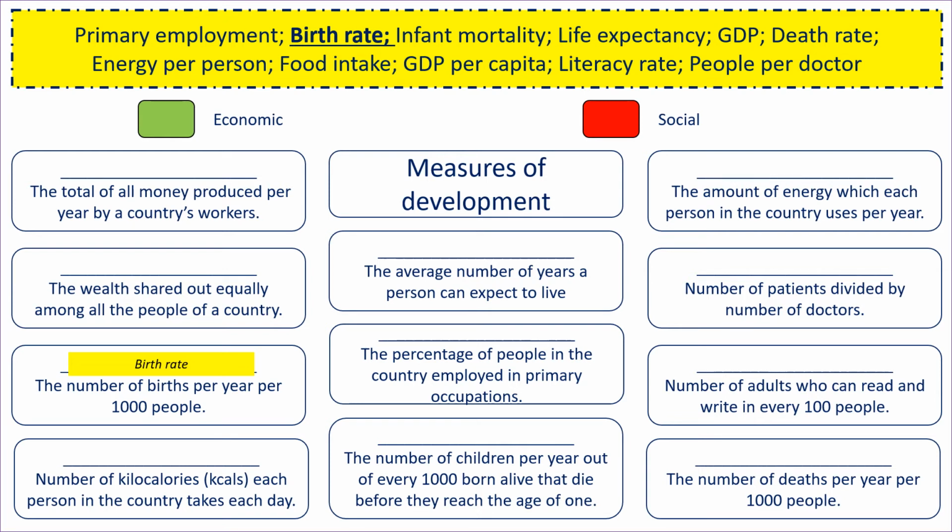When we're thinking about whether these are social or economic, birth rates is referring to people and the way that people live their lives. So it would be a social factor that you could colour code red. And the previous slide showed primary employment, which is about jobs and the way people make money, which would mean that it is an economic development indicator because it's to do with the way in which people generate money in the country.